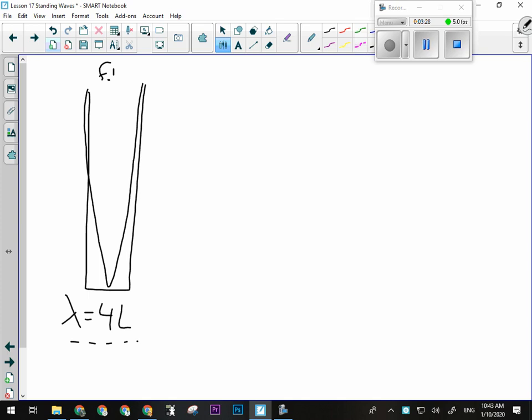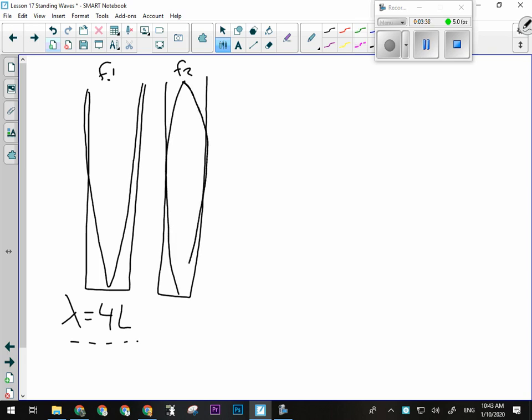Now, the next standing wave pattern that gets formed in that tube is f2, and it looks like this. What do I hear? Nothing. The tube does not resonate at that frequency because there's an antinode at the top.